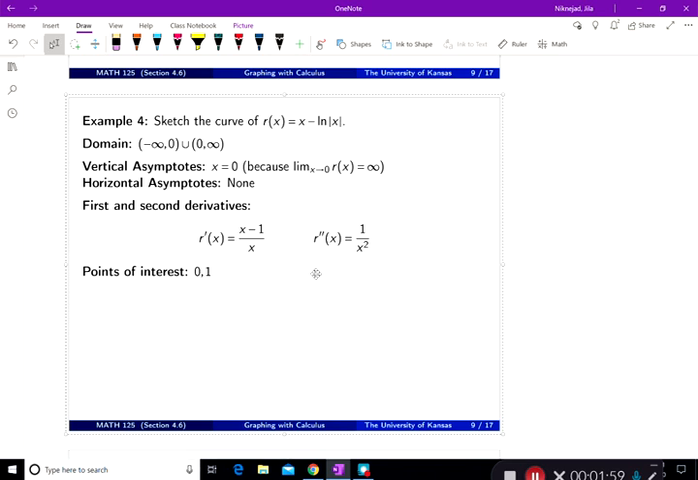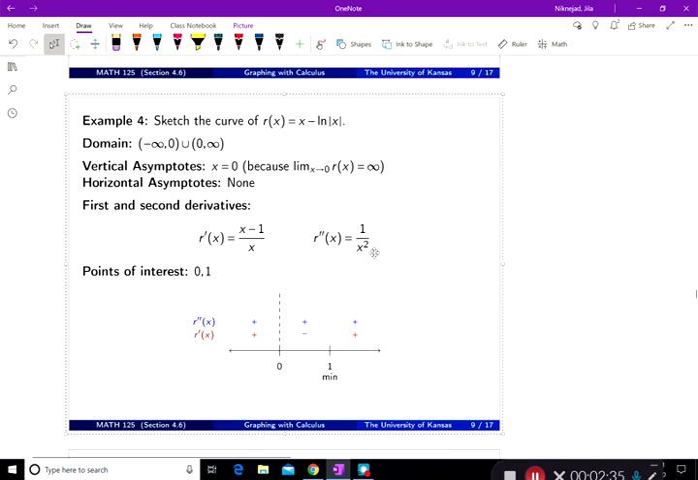Now, points of interest are 0, which is not part of the domain but still changes the sign, and 1. If I find the sign for r prime of x, as x goes to either infinity, then r prime of x goes to positive values. So positive for r prime on both sides, and the sign changes as we jump over 0, and the sign changes again as we jump over 1.